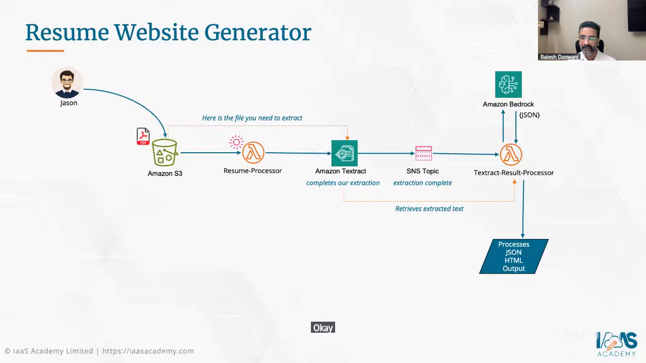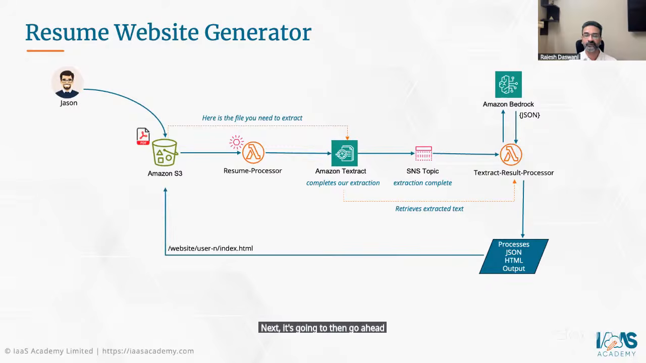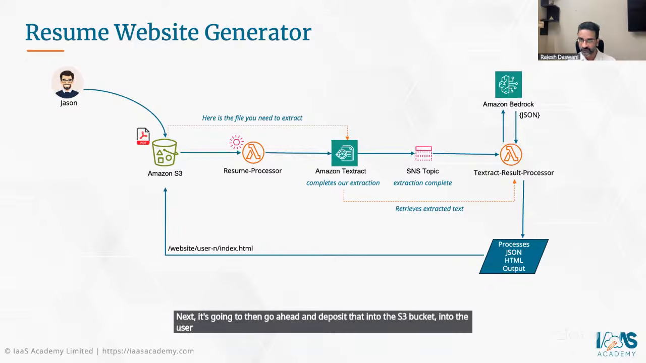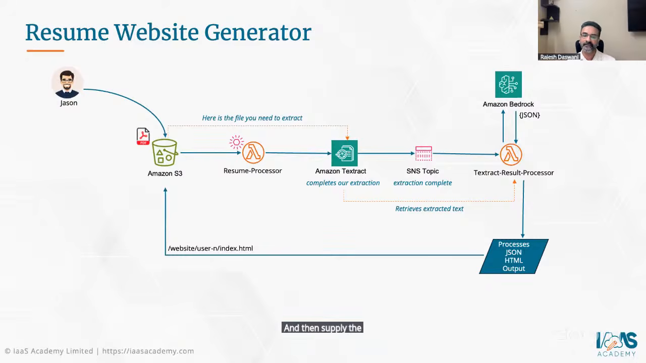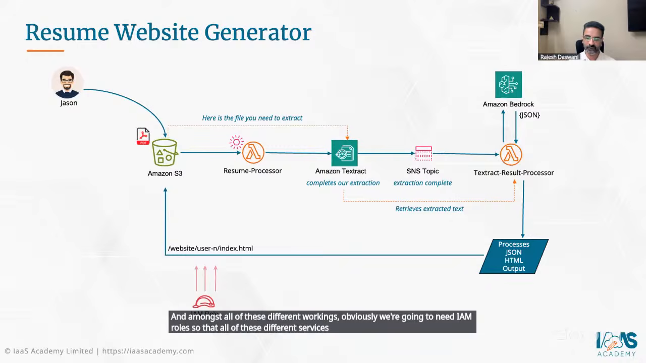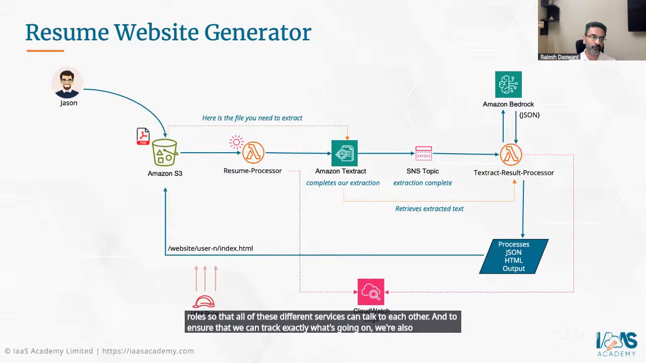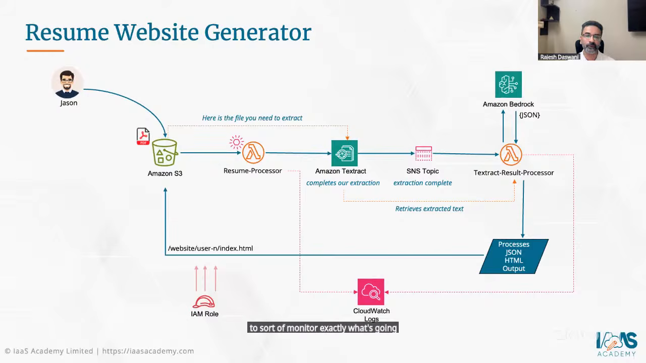And then be in a position to go ahead and process that JSON file and build out that HTML output. Next, it's going to deposit that into the S3 bucket, into the folder of the user who initiated the request. In this case, I'm just going to call it user 1, and then supply the generated index.html file into the S3 bucket. In amongst all of these different workings, obviously we're going to need IAM roles so that all of these different services can talk to each other. And to ensure that we can track exactly what's going on, we're also going to be taking a look at CloudWatch, and specifically CloudWatch logs to monitor exactly what's going on here as well.